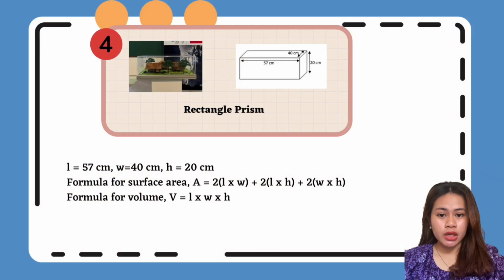The length of the rectangular prism is L equals 57 cm, the width equals 40 cm, and the height equals 20 cm.